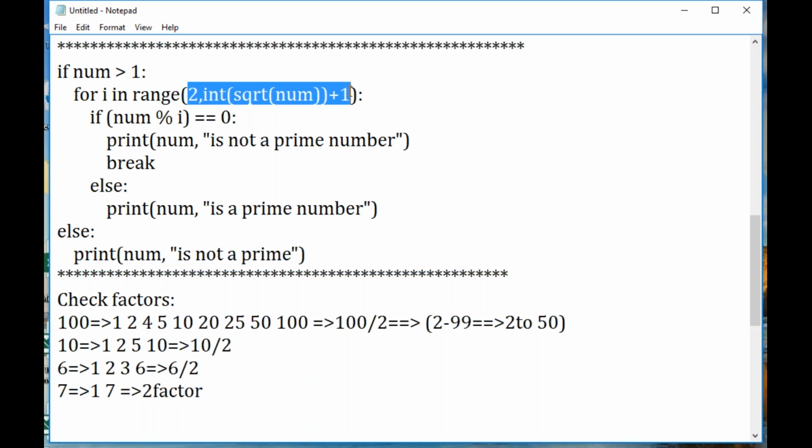Give some number. Which number are you saying about? Give some number. Take the number 7, ma'am. Okay, it is a prime number. Yes, 7 is a prime number. It will calculate the factors. What is the square root of 7?